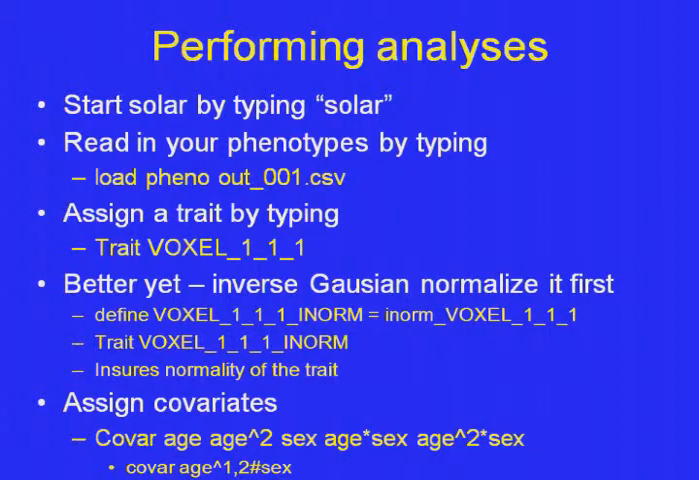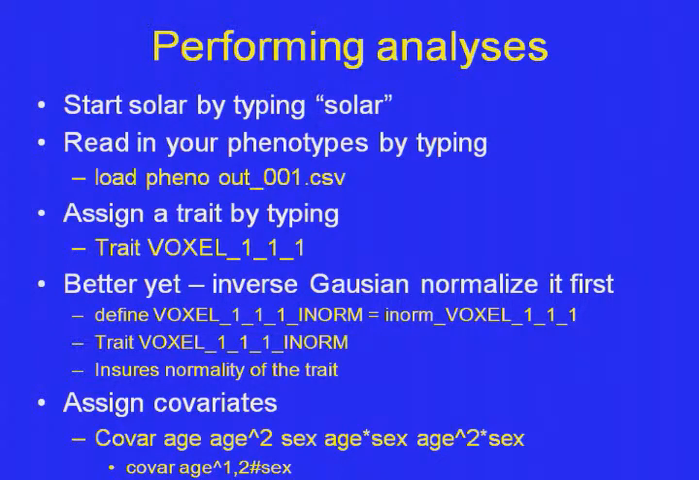So now that you have created your phenotype files, how do you go about performing the analysis? Well, as Laura said, you start SOLAR by typing SOLAR. You read your phenotype files by typing load pheno and the name of the file, and assign a trait by typing trait voxel 111. Better yet, you inverse Gaussian normalize it first using the same inorm function that Laura was talking about. That provides pretty good insurance for the normality of the trait.